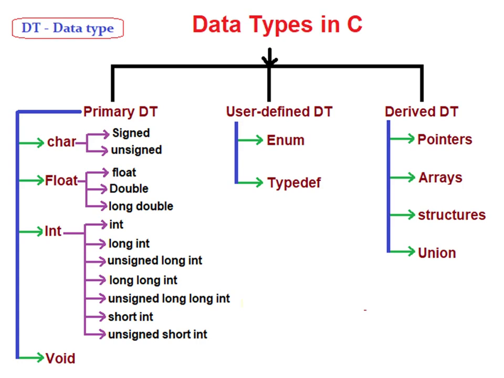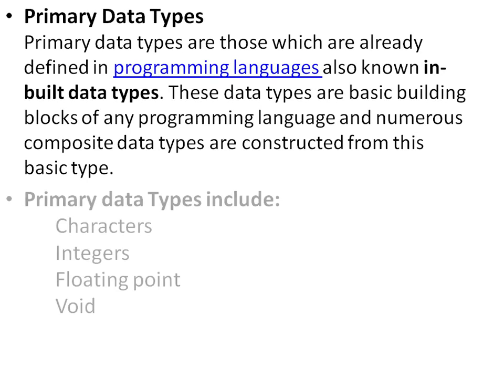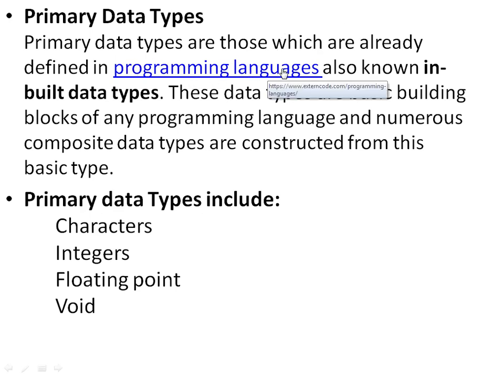And here the user defined data types are enum and typedef, which we will discuss in later classes. Derived data types are derived from the fundamental data types, that is, from the primary data types. We'll discuss these derived data types in further classes. Next, primary data types: character, integer, floating point, void, and these are already defined in our programming languages. So these are the building blocks of any programming language.